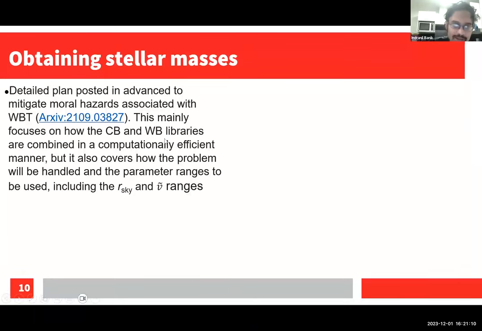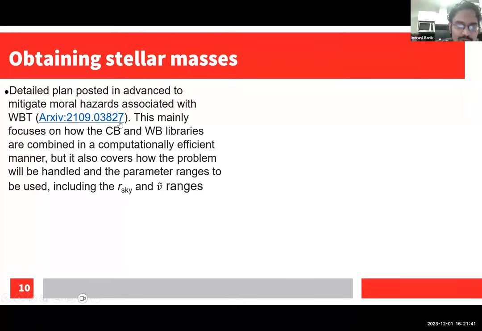So first of all, I want to mention that the way the wide binary test has been done in the publication mentioned in the first slide is that the detailed plan was posted on arXiv in autumn 2021 in order to mitigate the very severe moral hazards associated with the wide binary test. So let's not underestimate the severity of the moral hazards associated with such a critical test of the gravity law. But I knew about that, and I took extreme precautions to mitigate it.